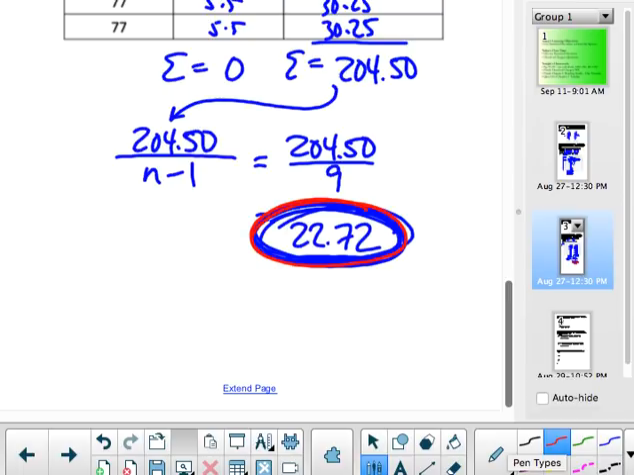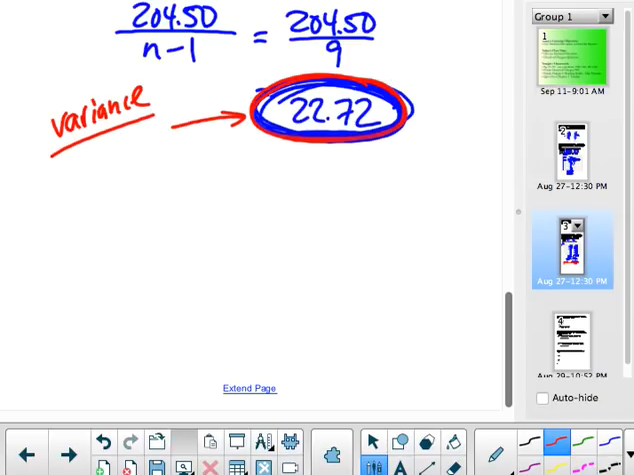Okay, so here's the idea. I have this number, 22.72. This is a really important statistic called the variance, and the variance plays a really important part in how we combine variables together. We'll see that later in the year, once we get a little more of a foundation in place. For right now, what we want to remember about variance is that the square root of it is equal to the standard deviation.